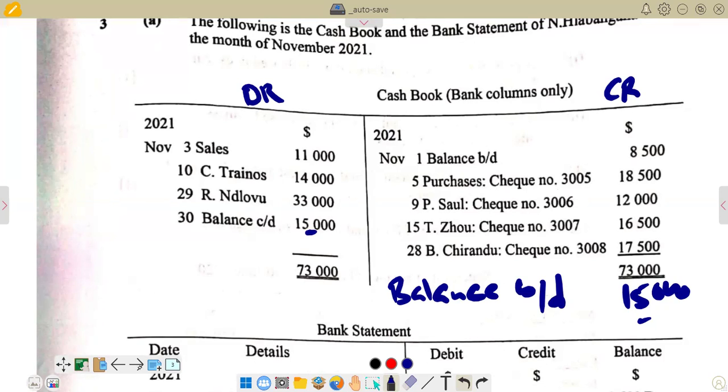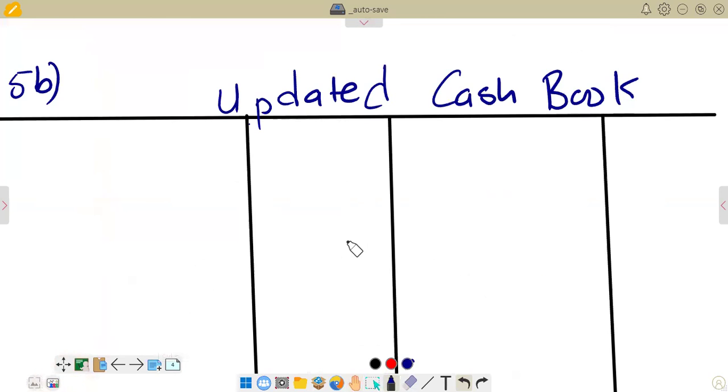So I will just go there and end up with it as our balance b/d on the credit side. So we are going to say balance b/d. And then the amount that we are given there is 15,000. So we have 15,000 in. Then we go back there to check on the other transactions that we have.